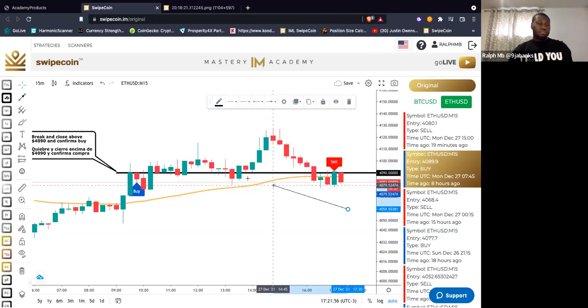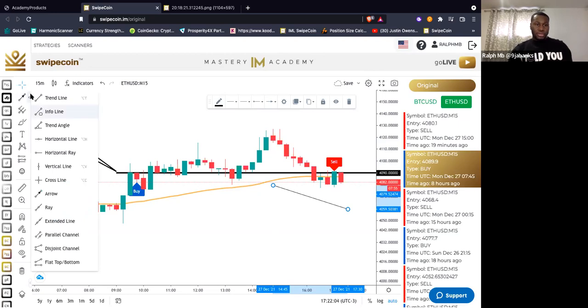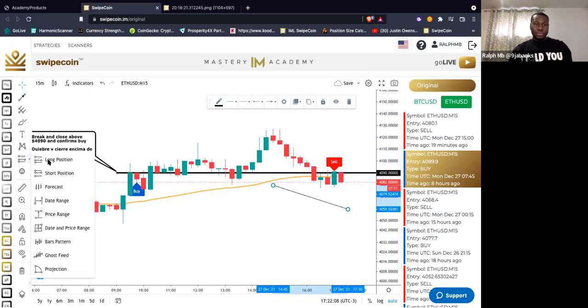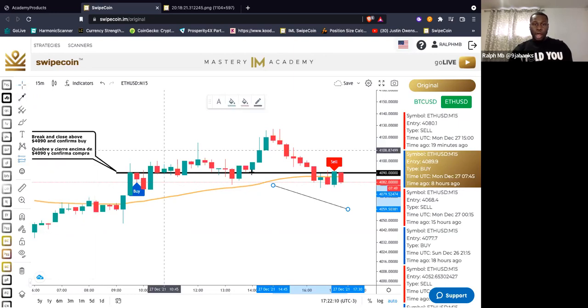Now, once again, I like to make sure the risk reward makes sense to me, right? This is how I operate in the marketplace. So risk reward is very, very important to me. So I'm going to go ahead and use this tool right here. Long position, because we're buying again in the marketplace. So wherever I saw this, this is how I would have operated.